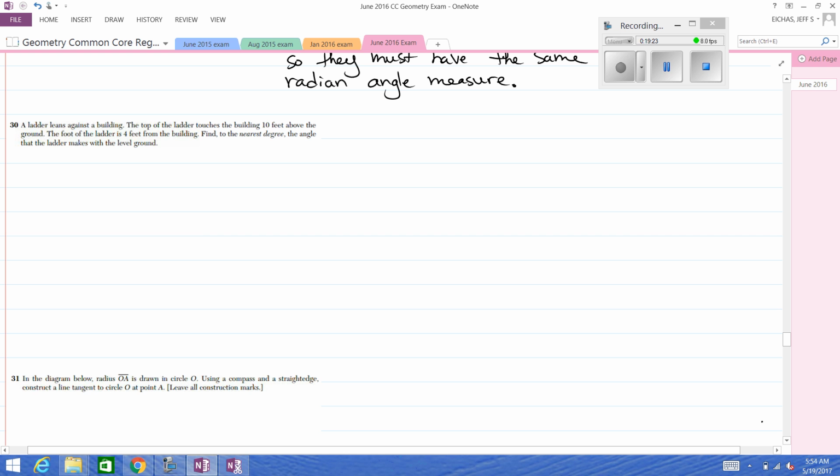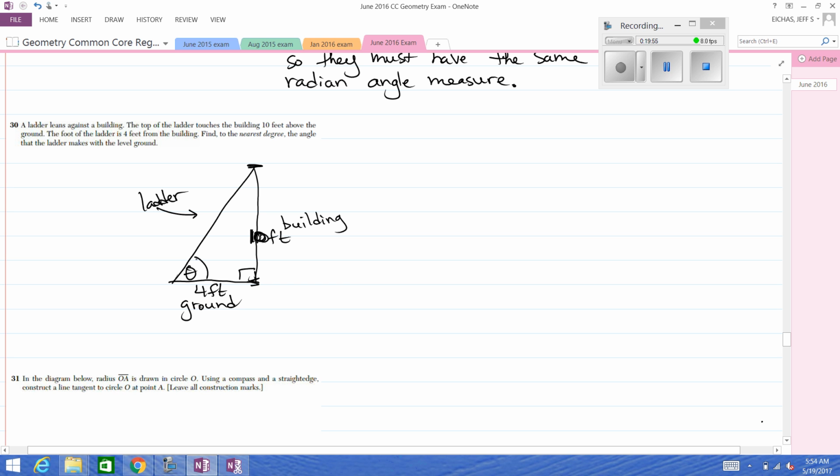All right, so we have a ladder leaning against a building. So this is your building. Make sure we identify that in the ground. Assume they're going to make a right angle. We can make that assumption, although that's not always the case. And the ladder is going to be leaning up against the wall. So from here to here is 10 feet, and it's 4 feet out, and they want to know this angle measure.